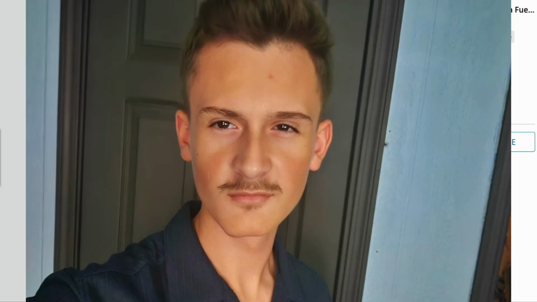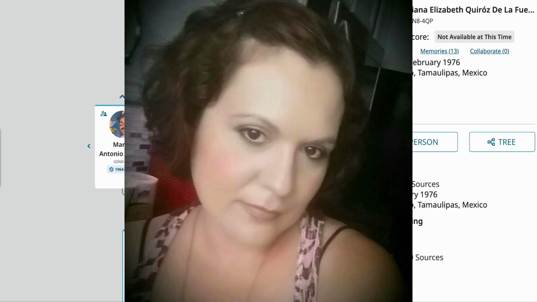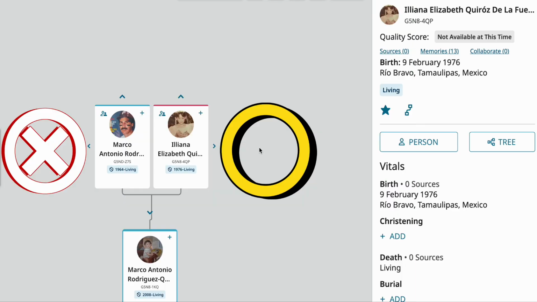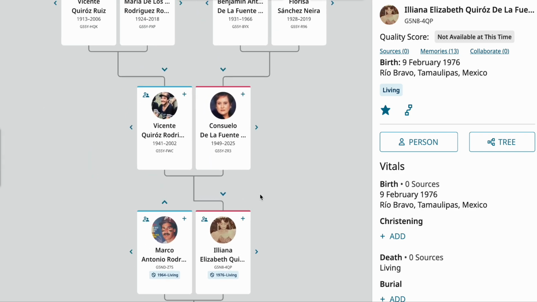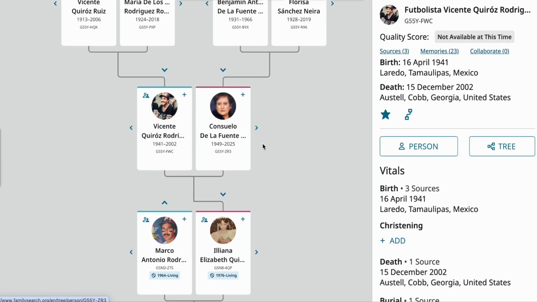As you can see, I have the Widow's Peak myself, and in the image provided on the screen, my mother also has the Widow's Peak. Now, where did she inherit this Widow's Peak? Of course, as you can see here is a little bit of information about some of my ancestors. So unfortunately, her biological father did not have the Widow's Peak. My maternal grandfather was Vicente Quiroz Rodriguez. As you can see here, he was a football player.